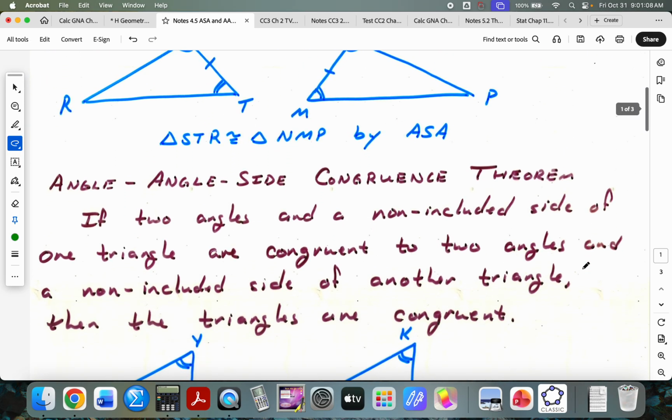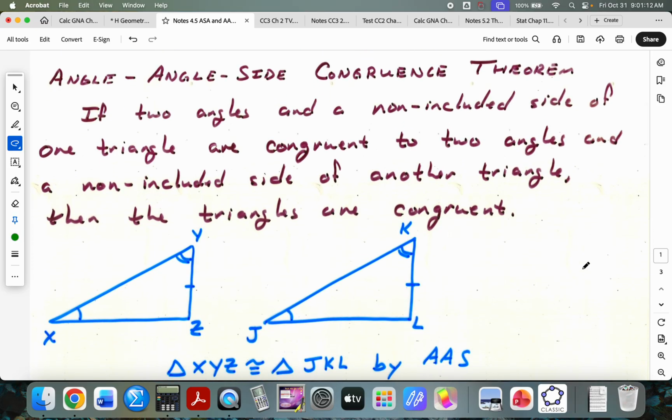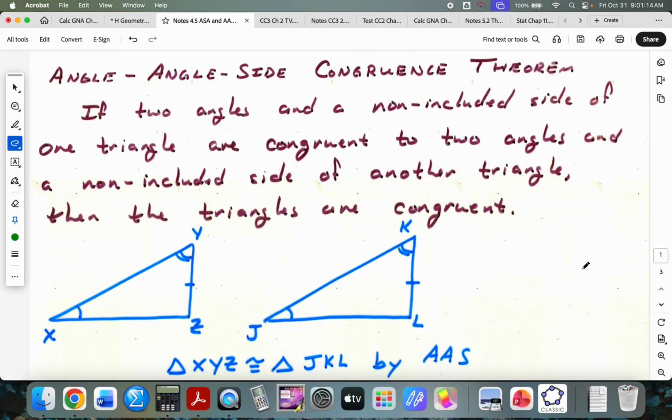Now, this last one is a theorem. It's the angle-angle-side congruence theorem. Here we've got two angles and a not-included side of one triangle that are congruent to two angles and the not-included side of another triangle. Then the triangles are congruent.